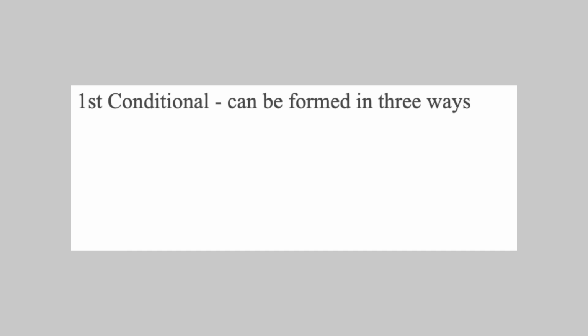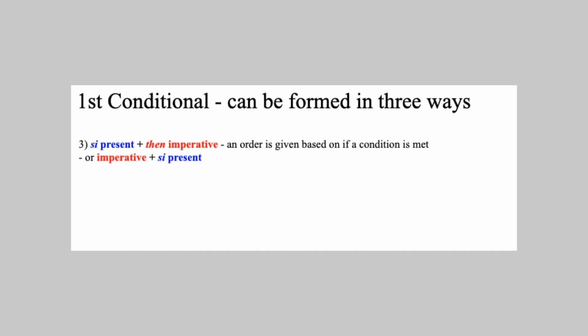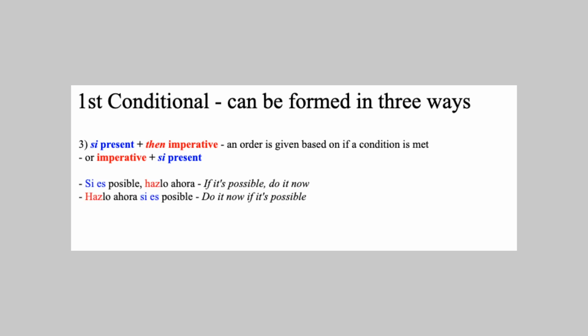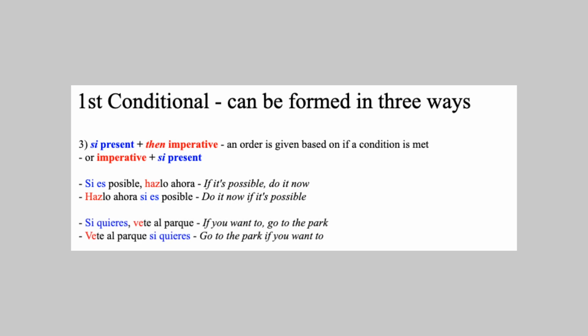And the third way in which the first conditional can be formed: a present tense if clause with an imperative or command form then clause. Si es posible, hazlo ahora. Hazlo ahora si es posible. Si quieres, vete al parque. Vete al parque si quieres.